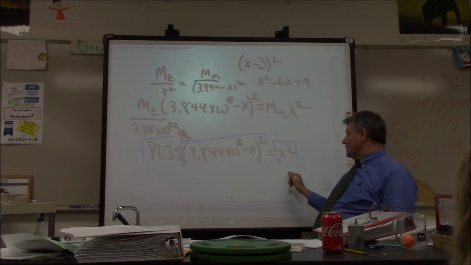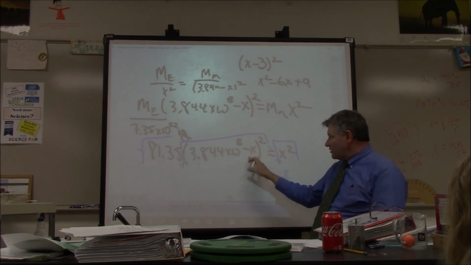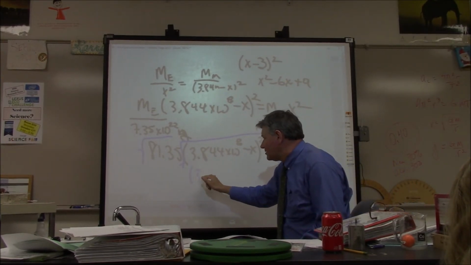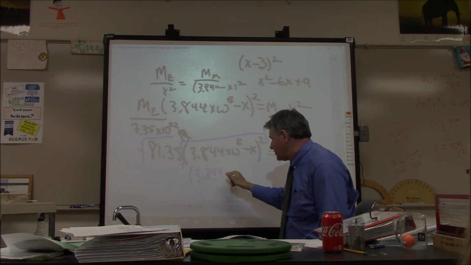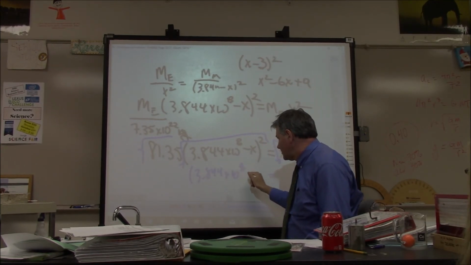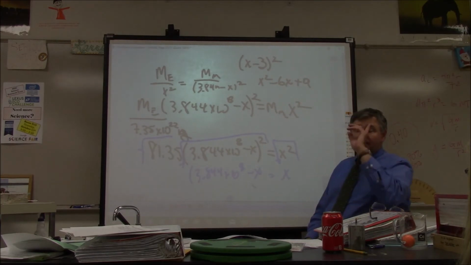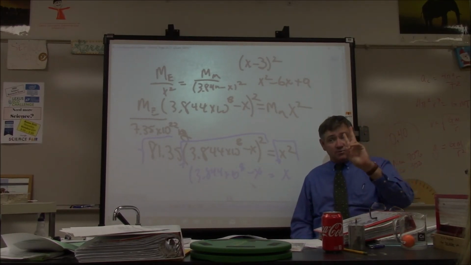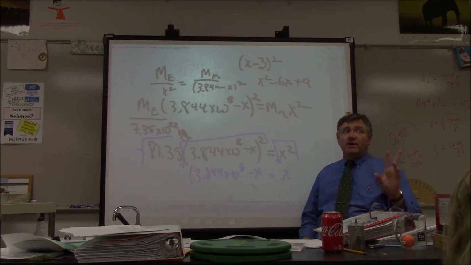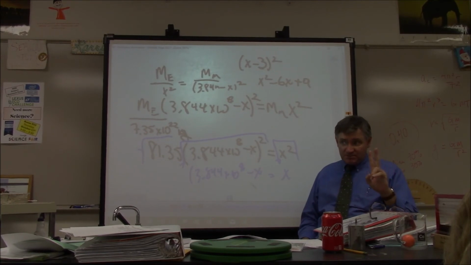So what's the square root of x squared? Why would we ever do it the other way? x. The square root of all of this is just going to be 3.844 times 10 to the 8th minus x. But here's the deal. I have to have two possible roots, even though I'm doing it this way. I have to have two possible solutions.